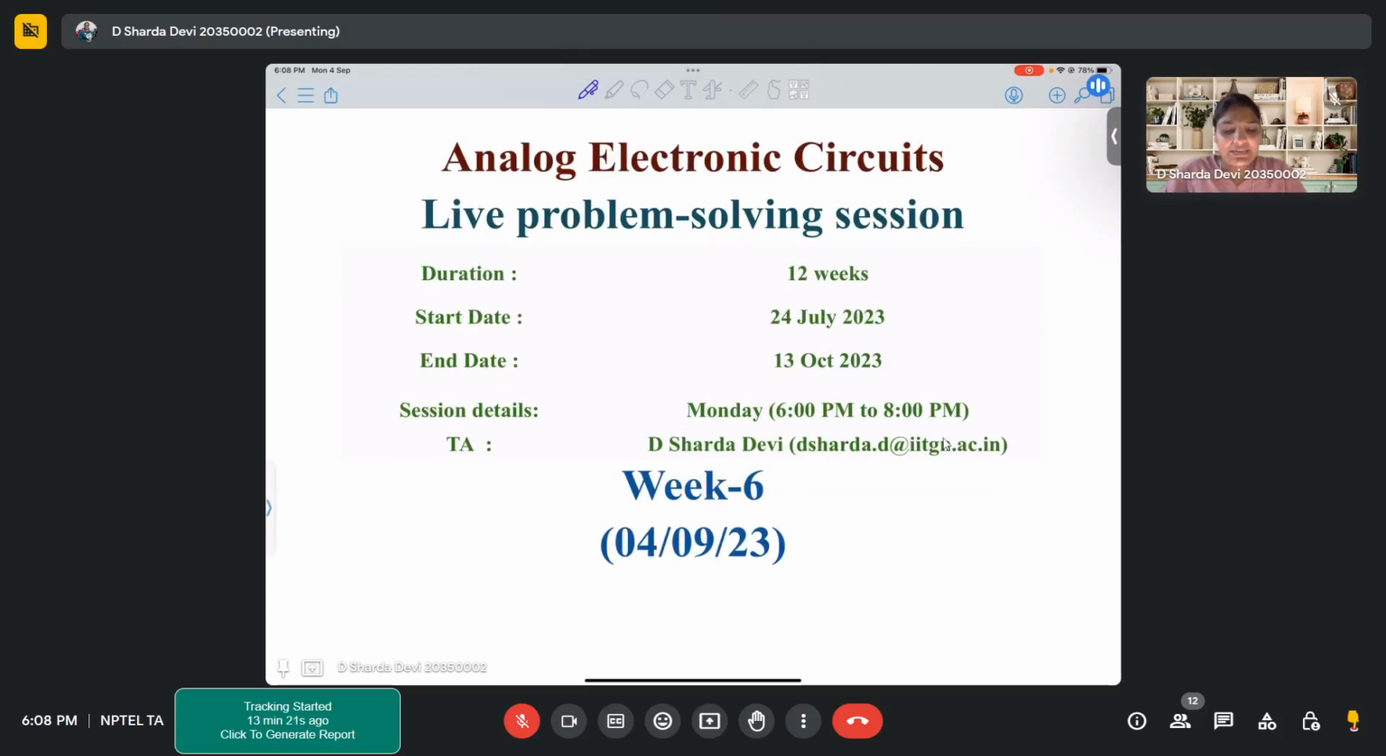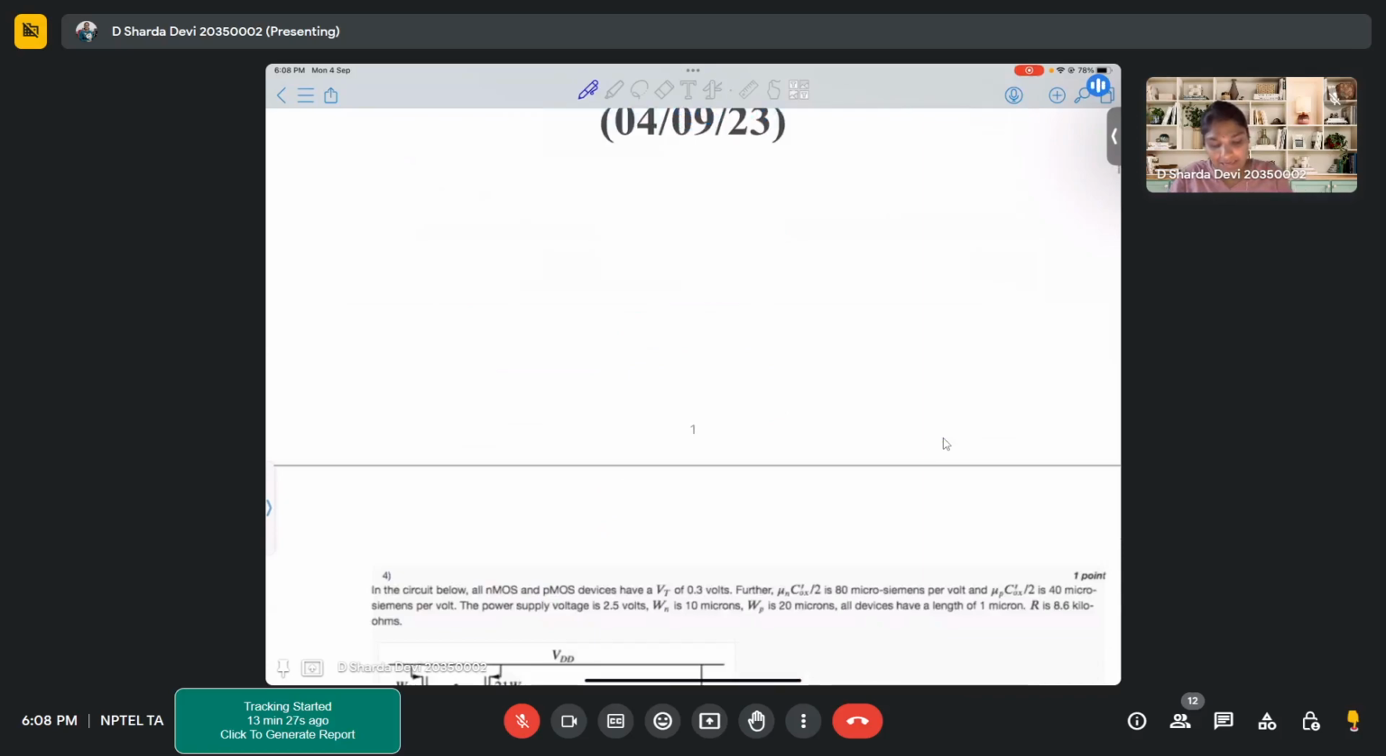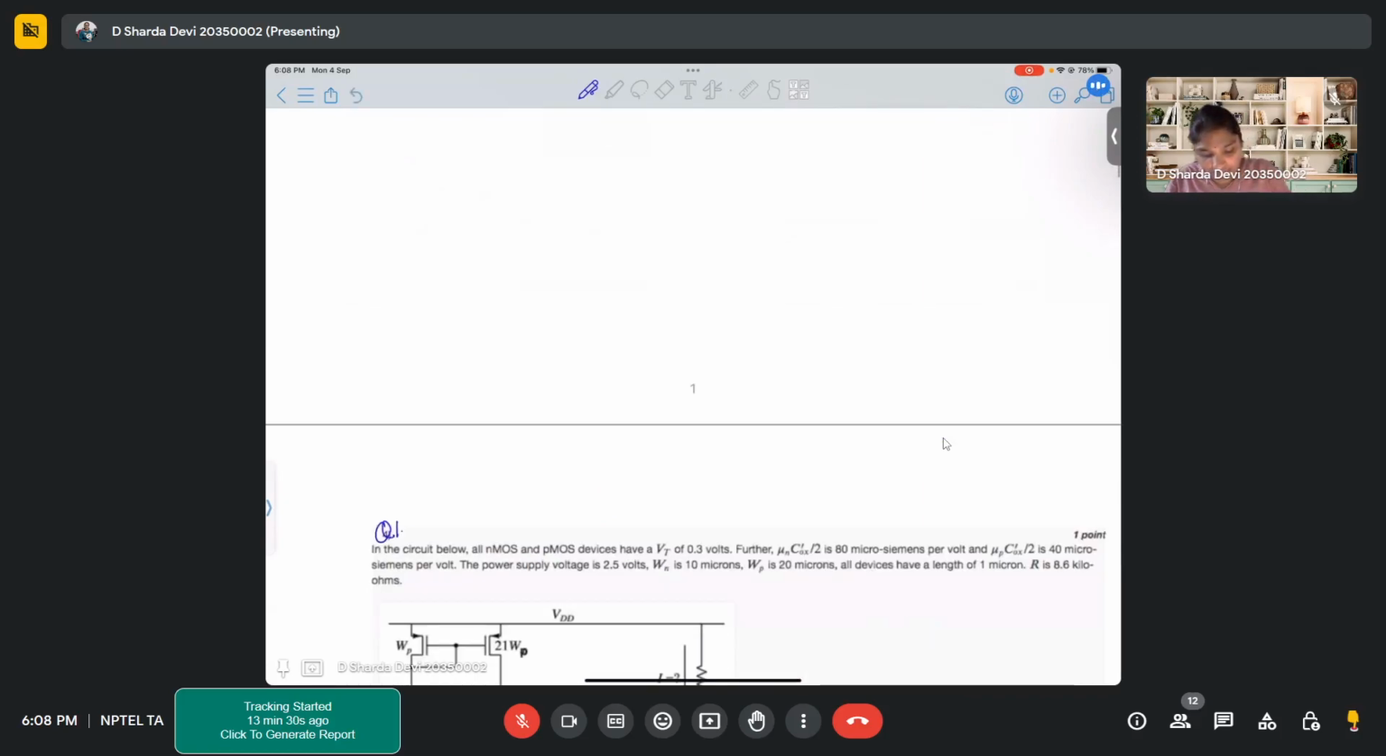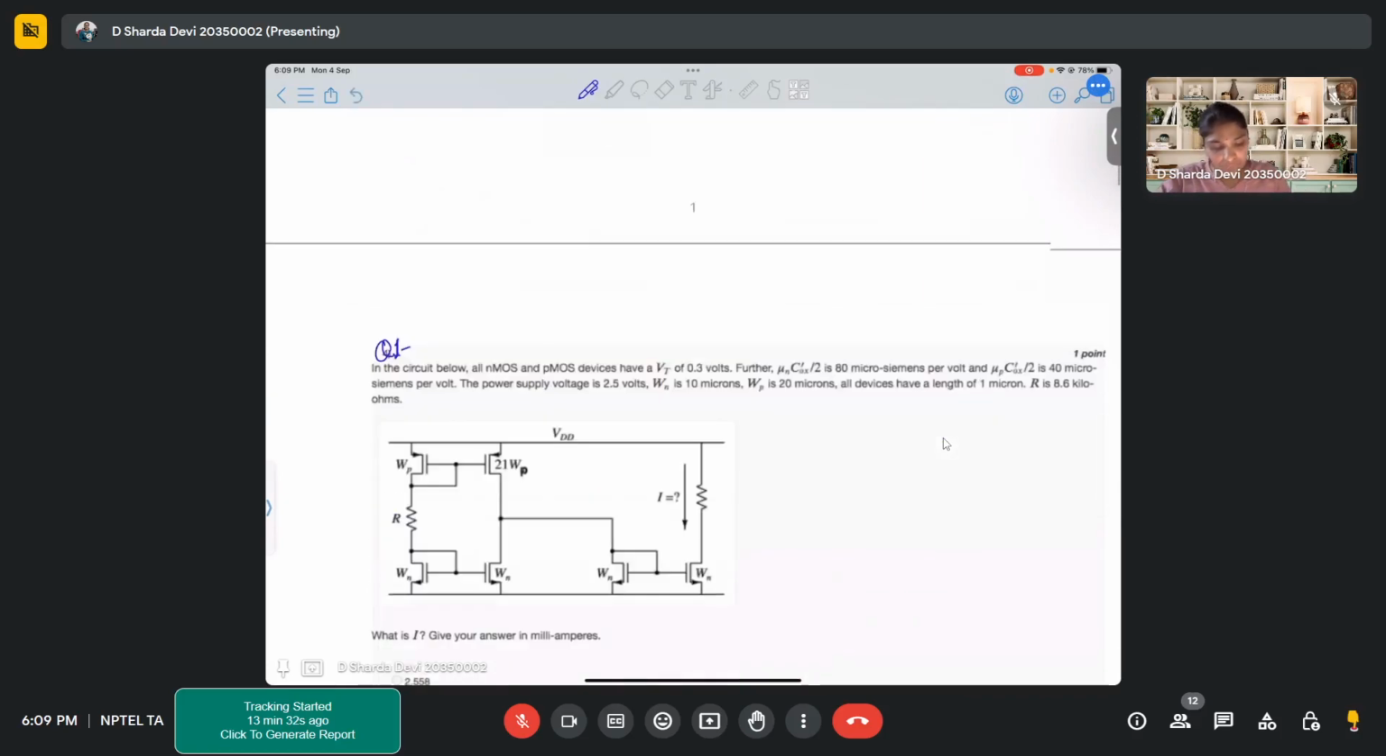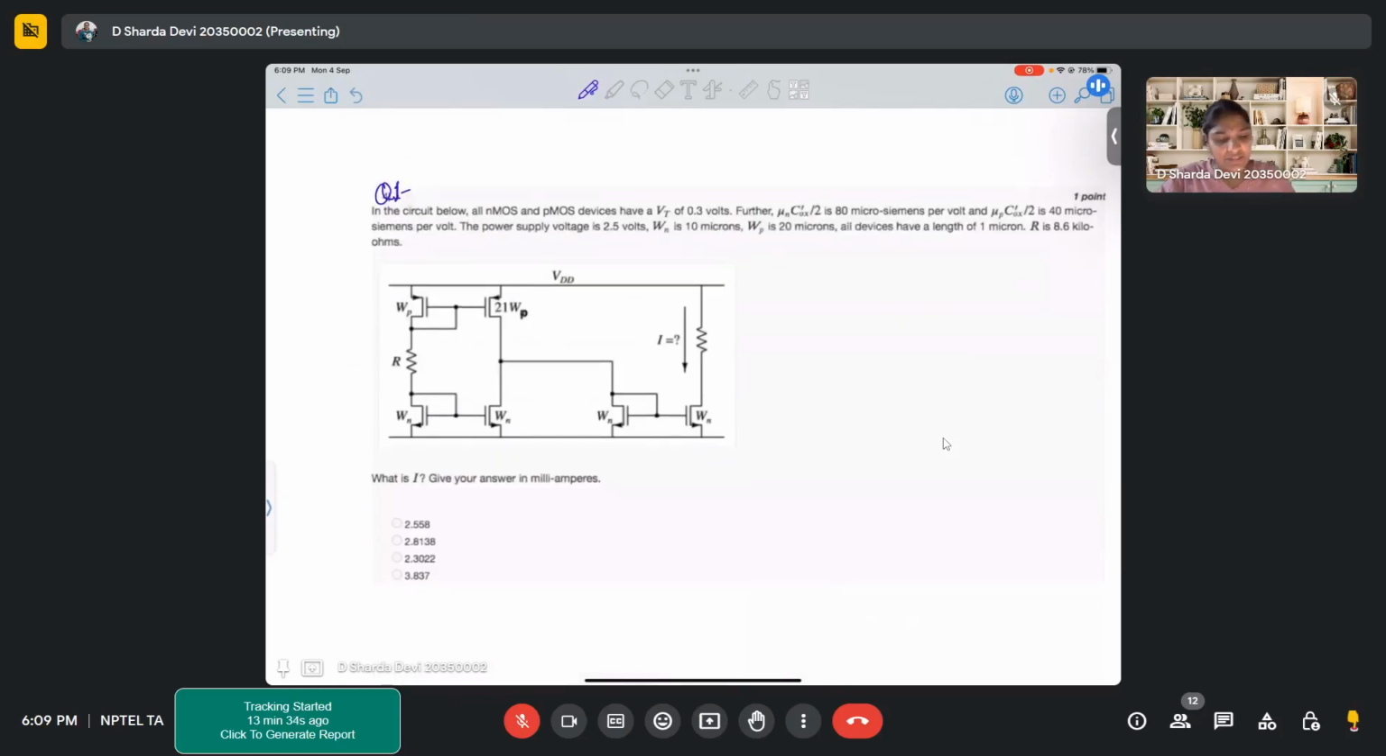Today we'll be discussing problems based on current mirror circuits that we didn't discuss last time. Starting with question number 1. In this particular circuit, see what is given.